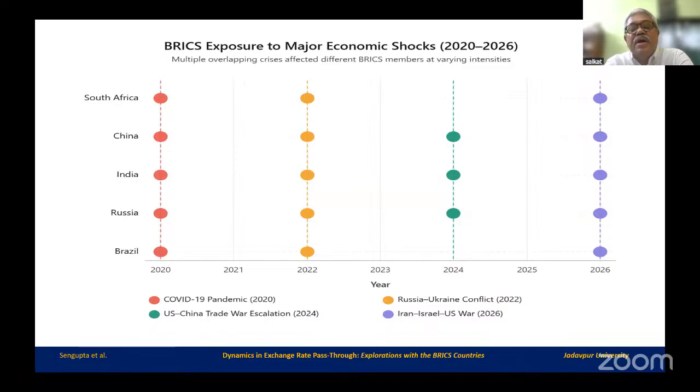In 2022, the Russia-Ukraine conflict. In 2024, the US-China trade war escalated, which started before, but it escalated during 2024, and it impacted largely three economies, China, India, and Russia, among the BRICS countries, and not so much Brazil and South Africa. And then the Iran-Israel-US war in 2026, which is apparently impacting all of us. But in the analysis that follows, we will not take 2026.